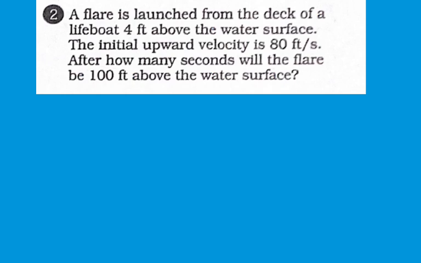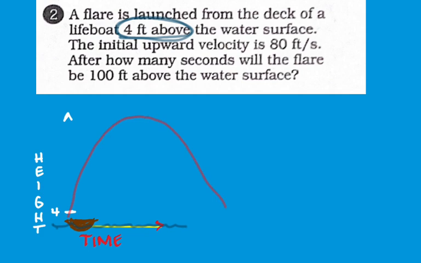All right, a flare is launched from a boat. So I'm just going to redraw this a little bit. We're talking about 100 feet in the air, so I'm going to make my line just a little bit taller than it was. Okay, so I have this boat, and a flare is being launched out at an upward velocity of 80 feet per second, and it's 4 feet above the water or from the boat, right? And I want to find out how many seconds the flare will be 100 feet above the surface.